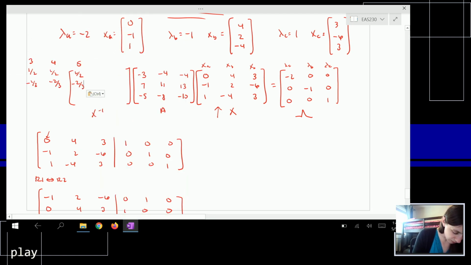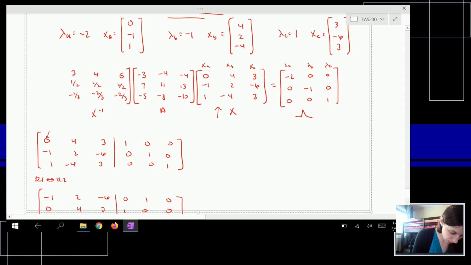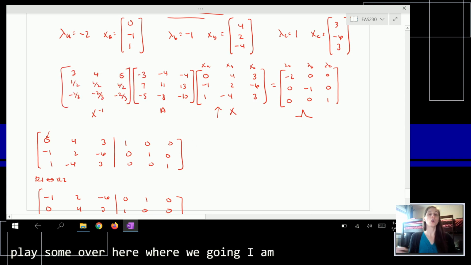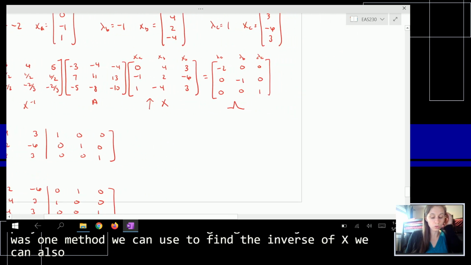I'll paste them over here. There we go. Now I'll move them. There we go. I have my diagonalization. So that's one method we can use to find the inverse of x. We can also use our cofactors.